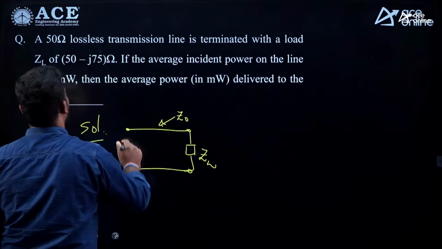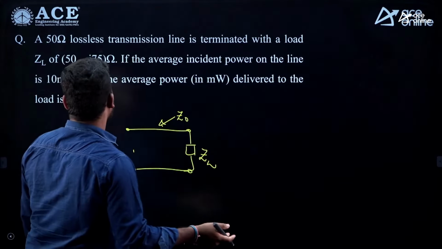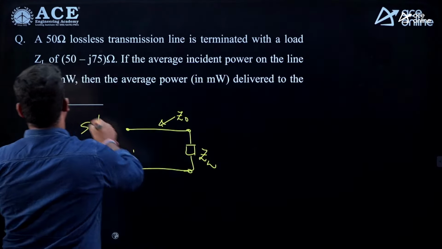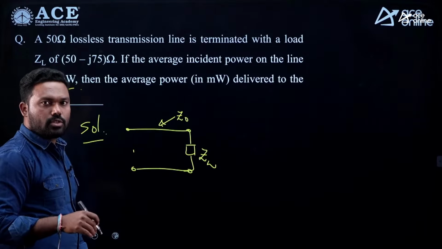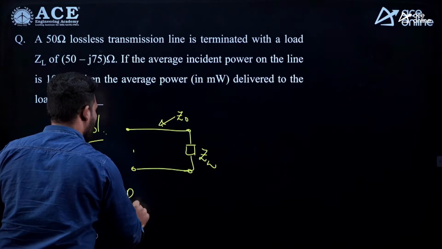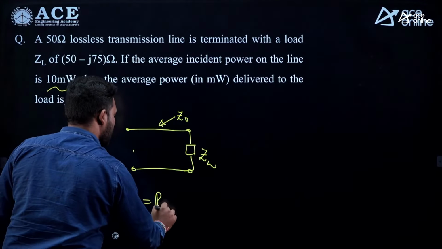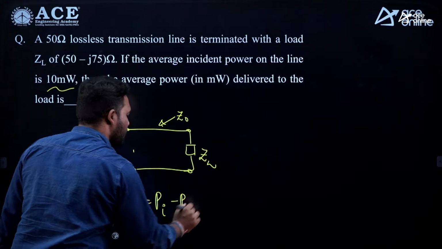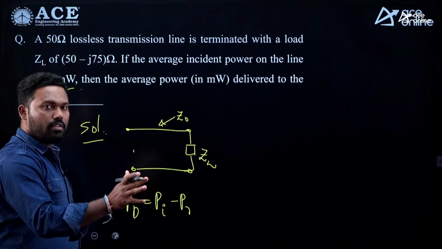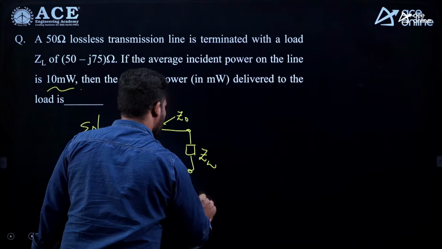The power supplied to the transmission line is given as 10 milliamperes. Fine. So it is asking what is the power delivered to the load. What is the power delivered to the load? The incident power minus the power which is reflected back is the effective power which is delivered to the load. So how can this be written?